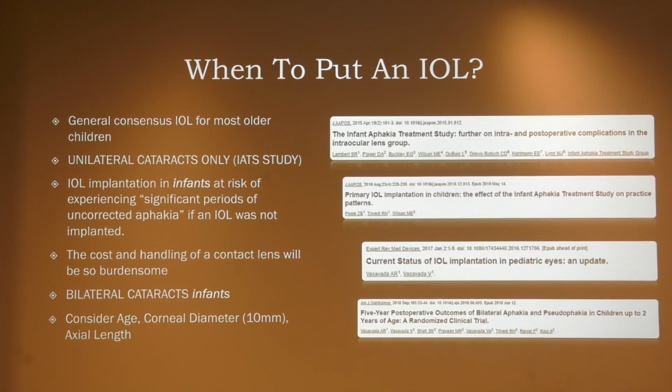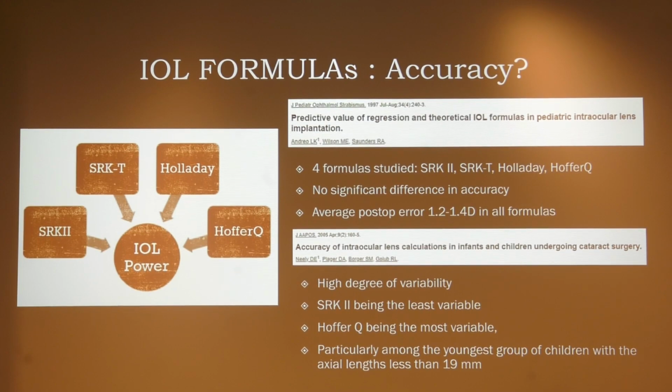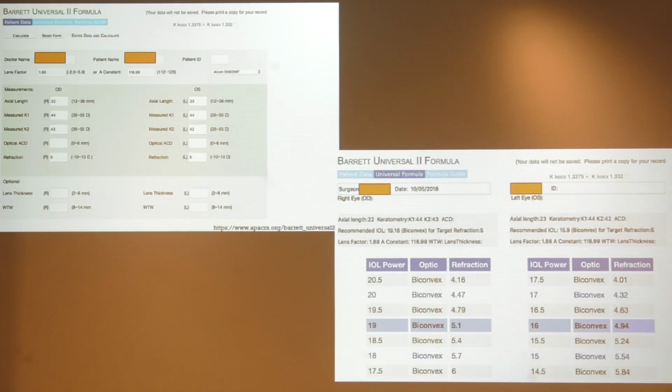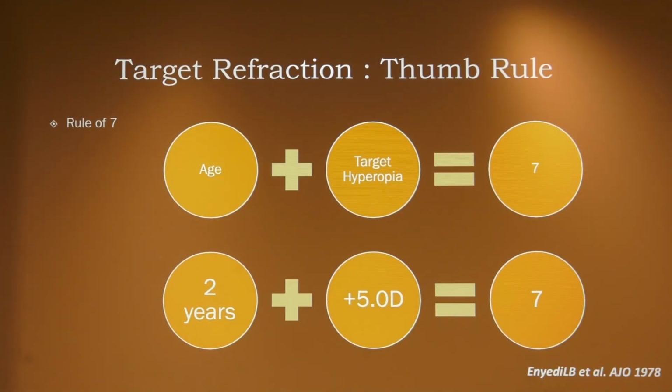The general consensus now is IOL for most children. Unilateral cataracts, IATS also talks about leaving them aphakic. The benefits were weighed only for unilateral cataracts. The bilateral cataract study by Dr. Vasavada also considered the age, diameter, and the axial length whenever you're deciding what IOL formula to use. A lot of papers are there, and SRK II has been the least variable and often used. I also prefer to use the Barrett's calculation because it's much easier nowadays.